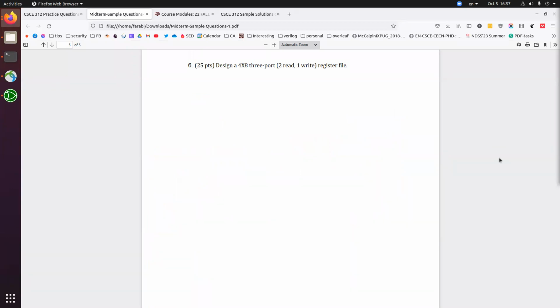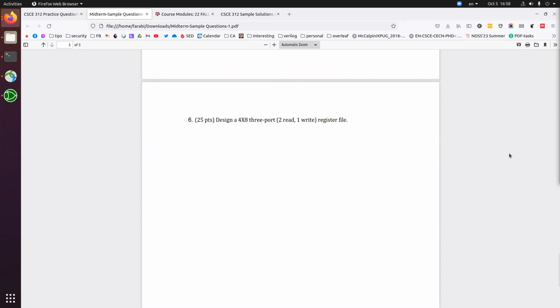So we need to design a 4x8 3-port register file. That's also part of the lab. I don't think we learned register file yet, and I don't think that's covered in the class so far. In the lab also, we haven't discussed details about register file. So I don't think this will be part of the exam, but you can design it in a simpler way, just give it a simple overview.